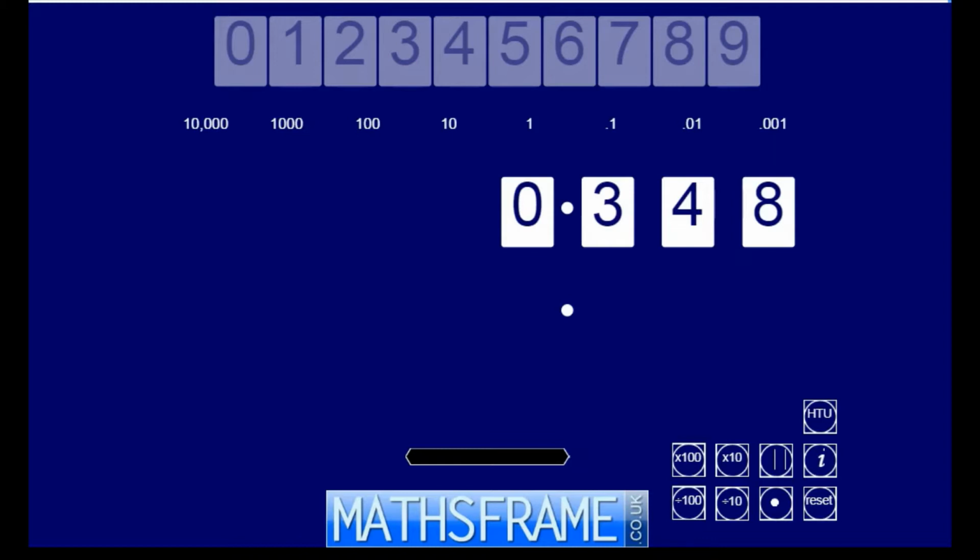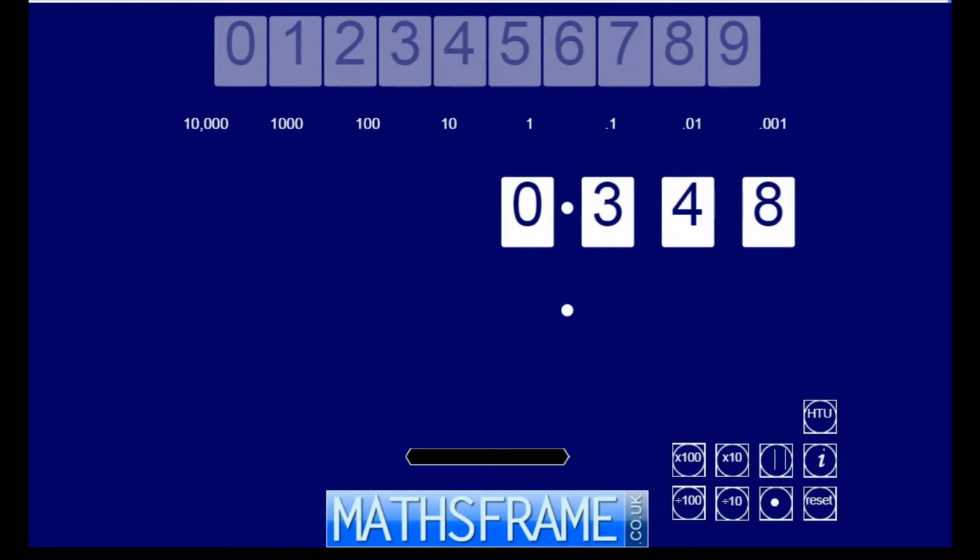If you know that 0.5 is actually the same as a half, because that's 5/10, which is the same as a half, so 0.5 is the same as a half. Then actually we don't even have half a kilogram there.